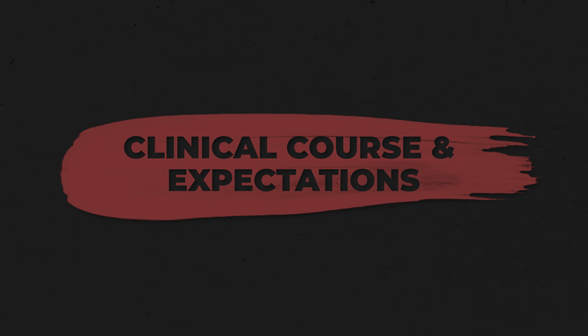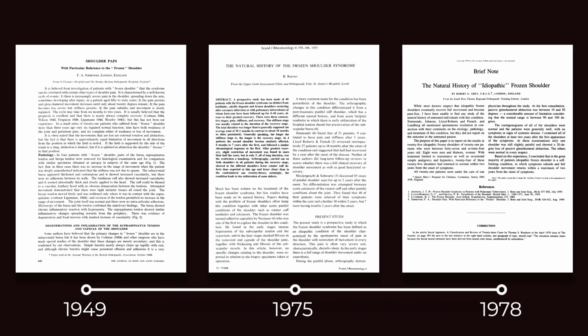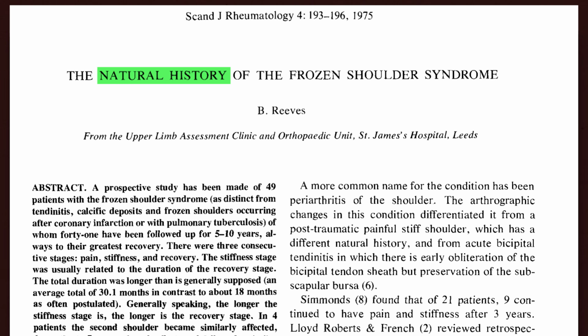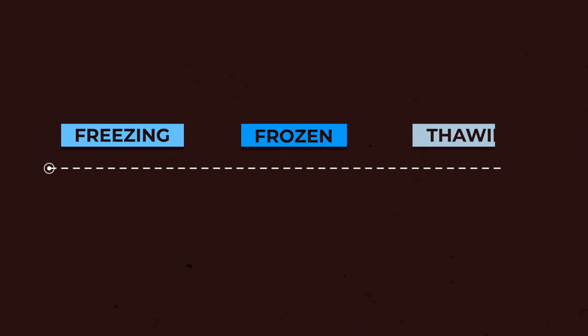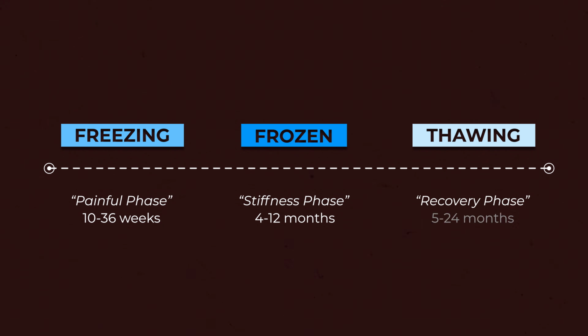Clinical course and expectations. It has been proposed that frozen shoulder progresses through a self-limiting natural history of 3 separate stages. Each stage was named based on symptom presentation and provided a timeline. Freezing was termed the painful phase and lasted 10 to 36 weeks. Frozen was termed the stiffness phase and lasted 4 to 12 months. And thawing was termed the recovery phase and lasted anywhere from 5 to 24 months.